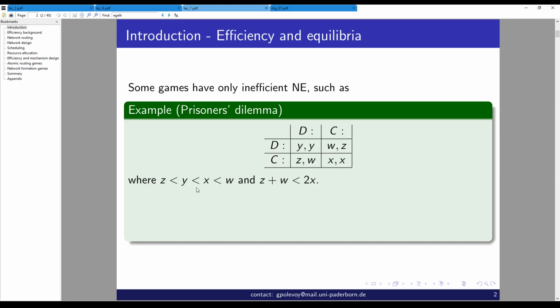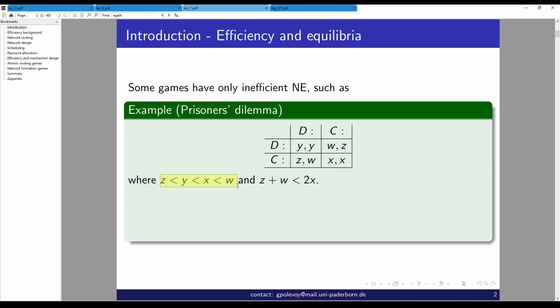And if you manage to defect when the other person cooperates, or you manage to screw the other person, colloquially speaking, then you get w, which is even larger than x. So basically, these inequalities encode all those conditions we discussed.